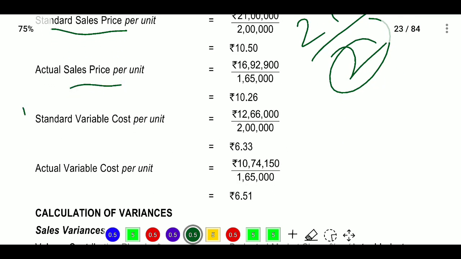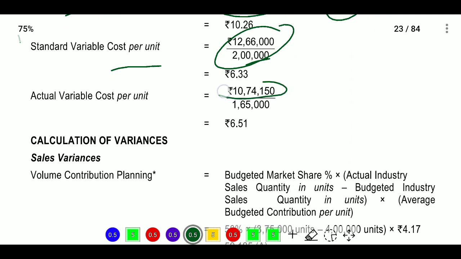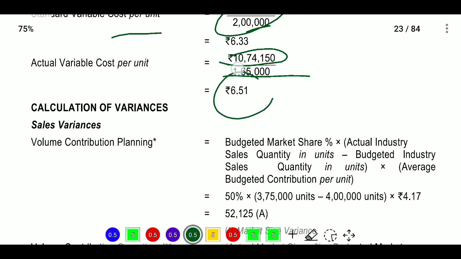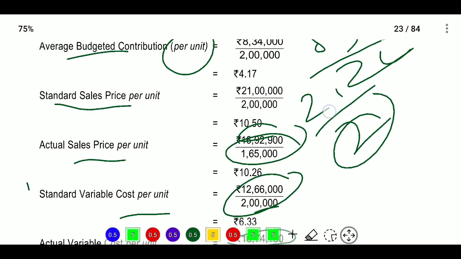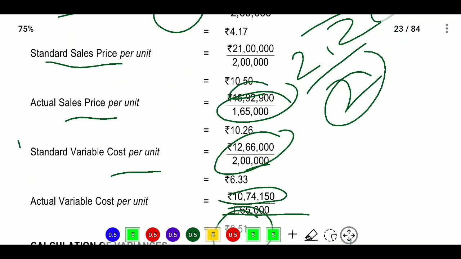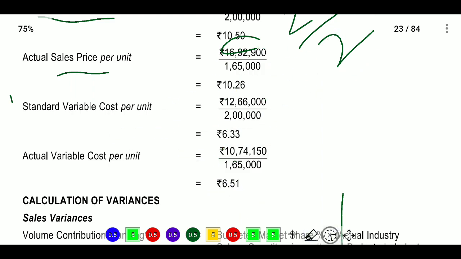Actual sales price means actual sales divided by actual quantity. Next, standard variable cost is the variable cost divided by total quantity, and actual variable cost means actual variable cost divided by total quantity. We have got all the rates: 4.7 in budgeted contribution, standard sale price will be 10.5 and 10.26 for actual sales. Standard variable cost will be 6.3, actual variable cost will be 6.8.